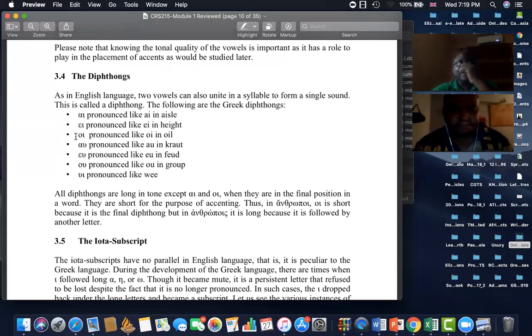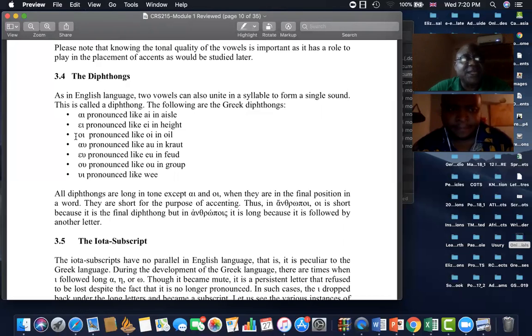Now there is another set of letters that we call diphthongs. A diphthong is a combination of two vowels to form a single sound. All the diphthongs in Greek have been listed here for you.